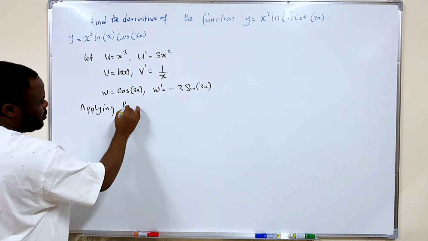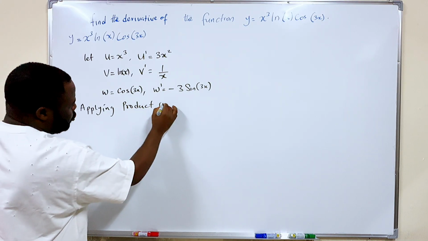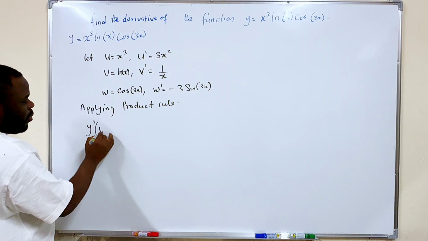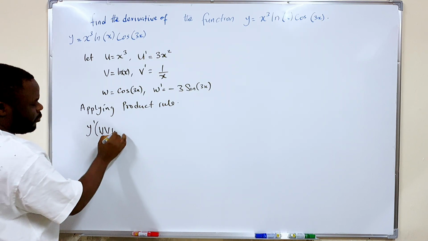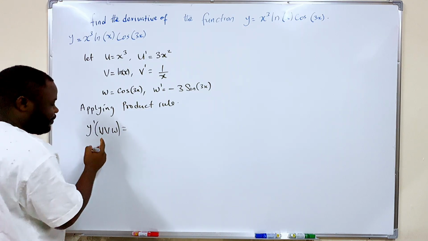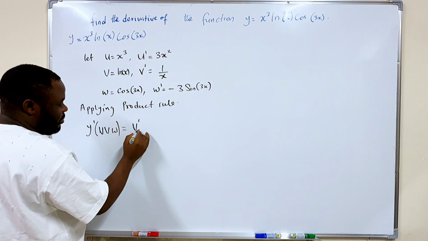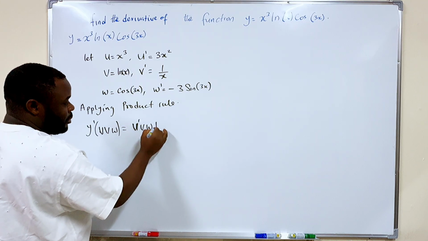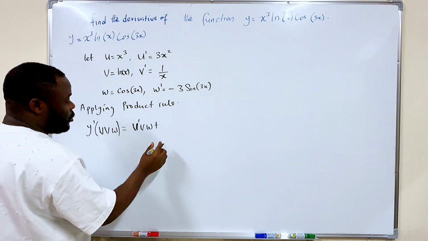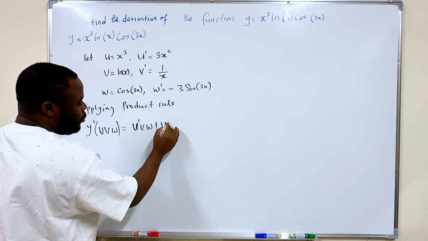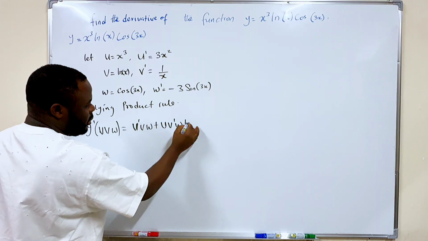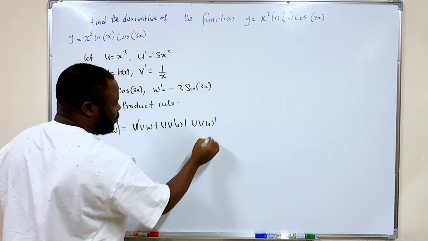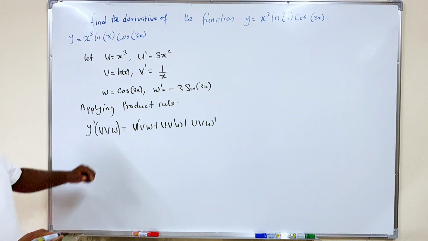So let's apply the product rule. The product rule, which is y prime of u v w, is going to be u prime multiplied by v multiplied by w, plus the product of u v prime w, and plus the product of u v w prime. Okay, so let's do that.